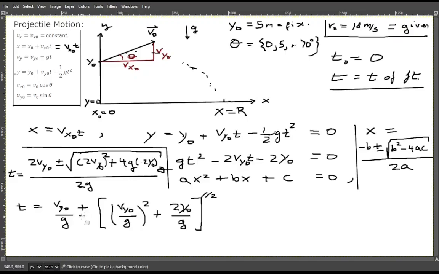If I were to take the minus sign as one of the two possible answers that solves this quadratic equation, what would happen? Notice here I have vy0 divided by g, and in the radical I have vy0 divided by g squared. When I take the square root of that, it would just be the same size as this. And so let's say y0 was 0. This whole term was 0.